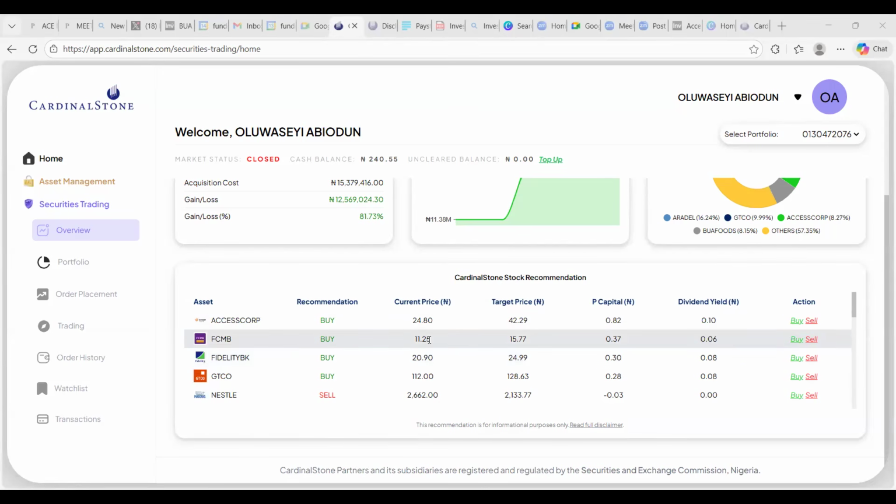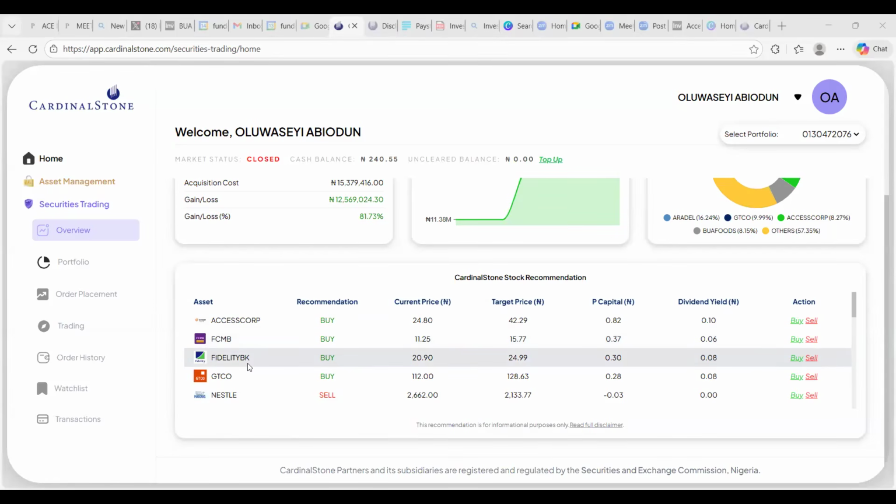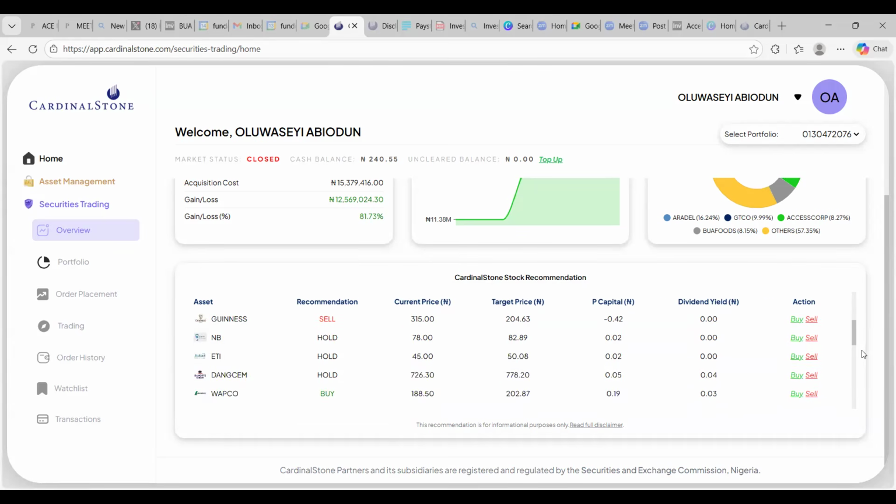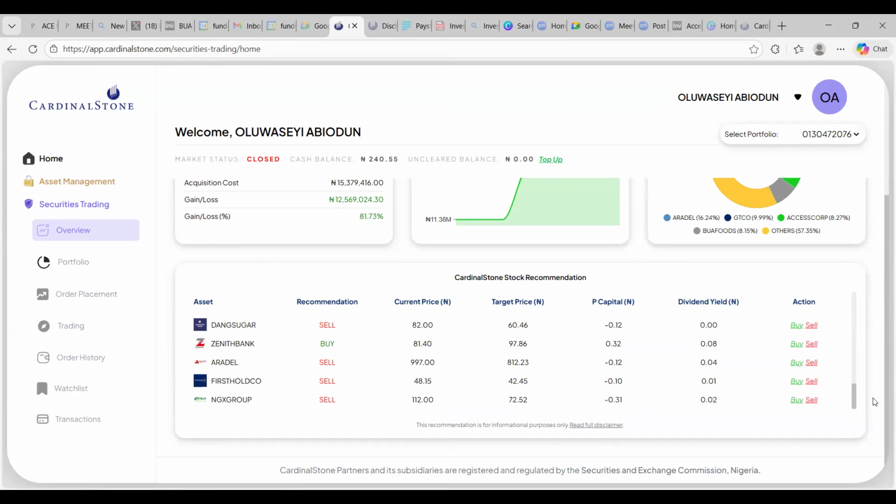FCMB is currently 11. It will go to 15. GTCO is currently 112. It will go to 128. Nestle, they said don't buy Nestle. If you have Nestle, sell it because it will go down. It's currently 2,600 to go to 2,100. UBA is currently 48 to go to 61. Airtel is currently 2,270 to go to 3,900, and so on and so forth. So the recommendation is a long list of recommendations, right?